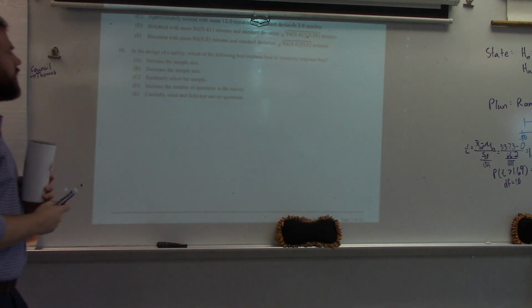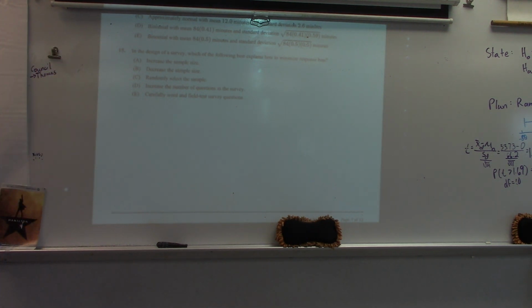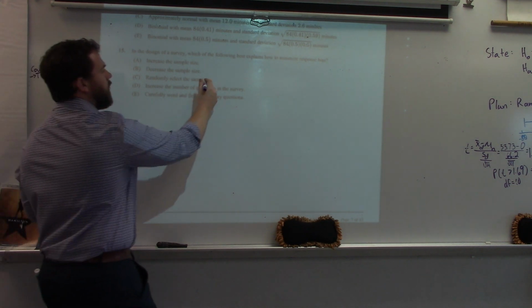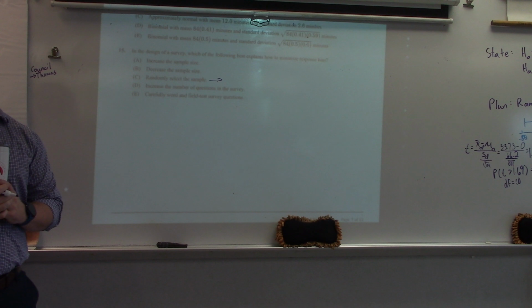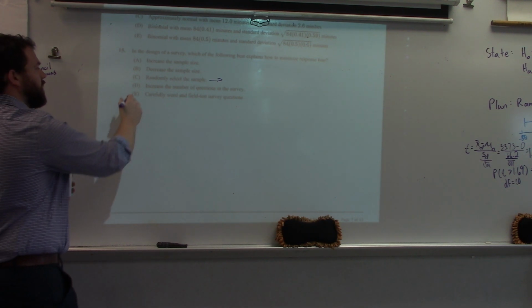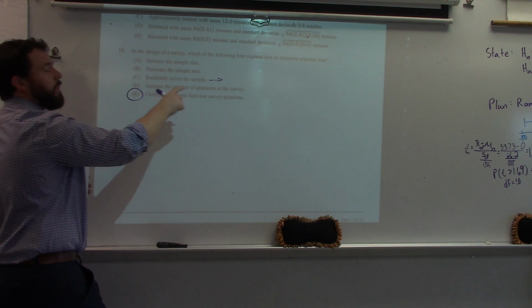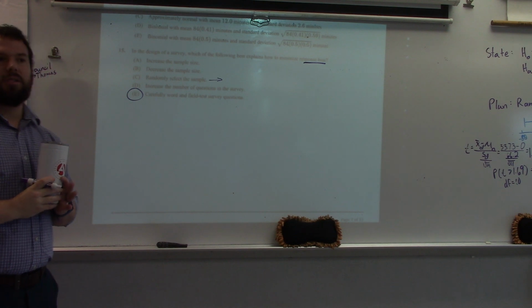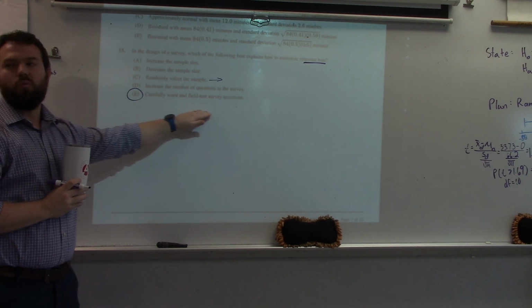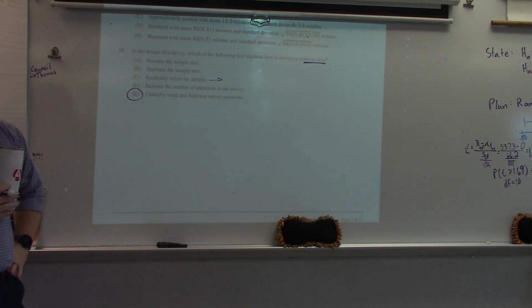All right, in the design of a survey, which of the following best explains how to minimize response bias? So randomly selecting the sample, that reduces bias, but does it reduce response bias? Remember, be carefully worded. Response bias is when we cause bias in the way someone responds. How do we cause bias in the way someone responds? By the wording of the questions, yeah.